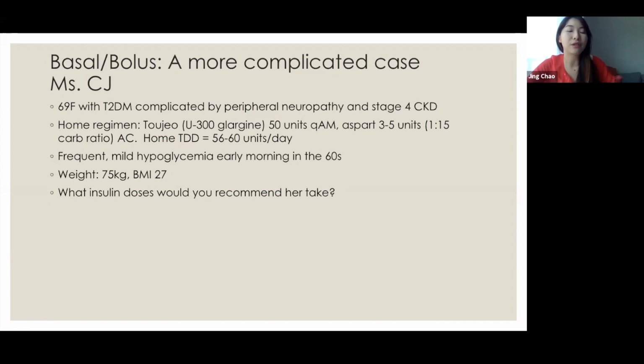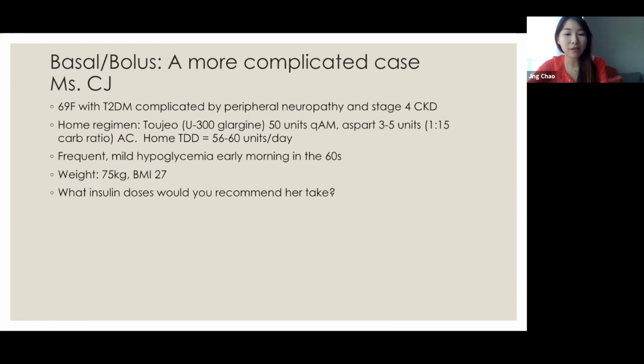So what does this tell you? Looking at her home regimen more closely, you see that her insulin is skewed significantly toward the basal. She's taking 50 units in the form of basal, and in the form of rapid acting, it's only 9 to 15 units a day. So the reason she's having fasting hypoglycemia, or gets hypoglycemic whenever she doesn't eat, is because her basal is too high.